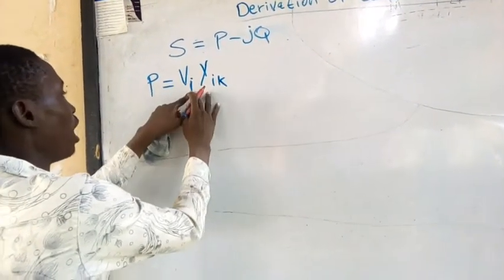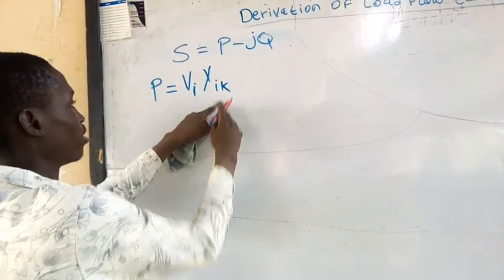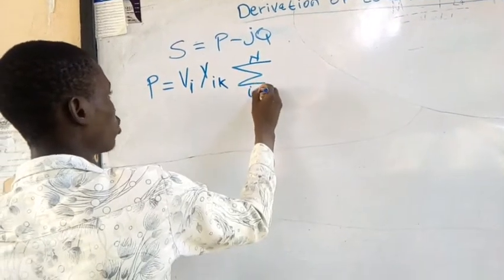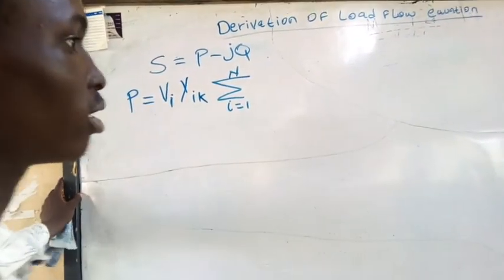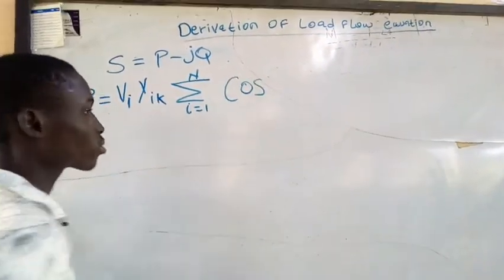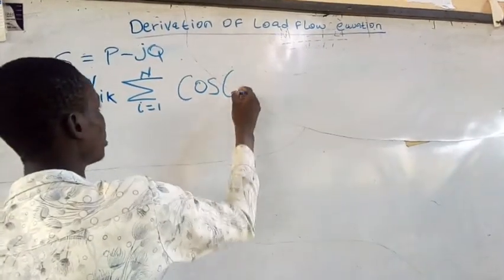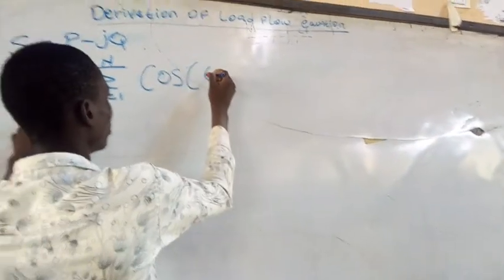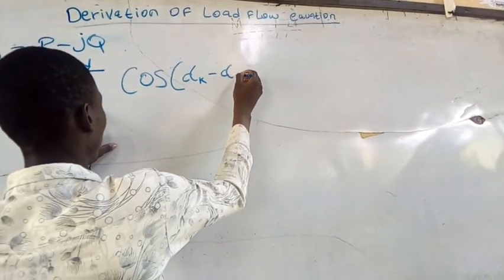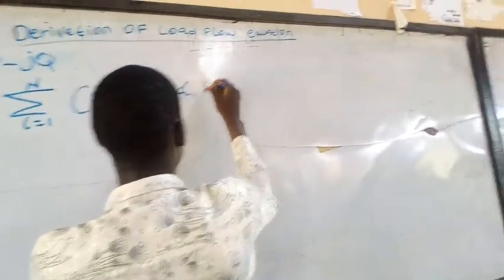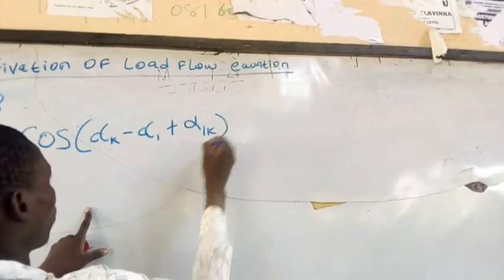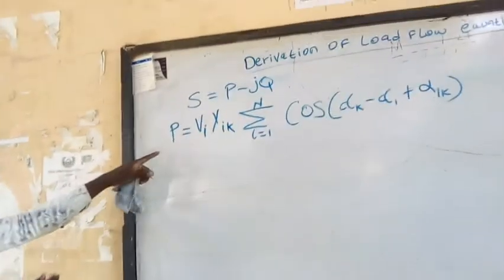So where v1 we have vi, and y12 we have yik. So yik is summation to the natural number where i is equals to 1. Now at this point here, we have into cos of into brackets. Now we're going to be having dk minus di plus alpha ik. So this is our answer for p.